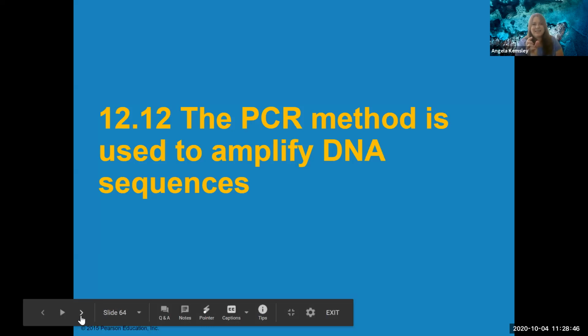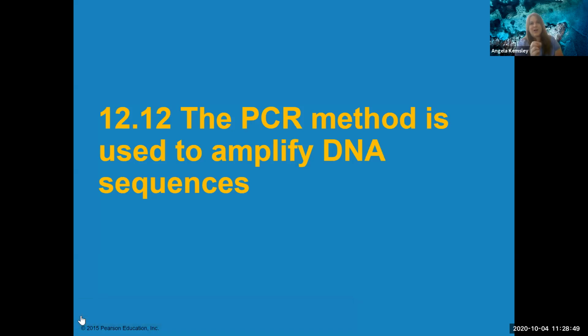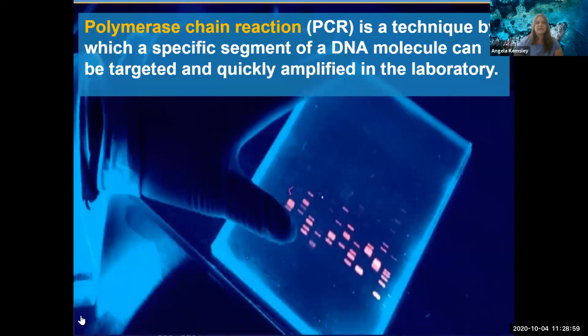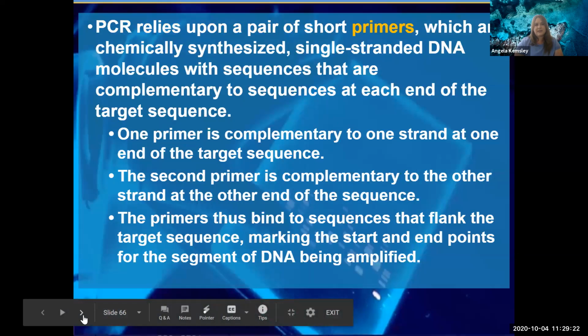Now we talk about amplifying DNA, that quite often when you find a little drop of blood at a crime scene, it's not actually enough for us to profile. And so we have to amplify it. And we do that through a method called PCR, or polymerase chain reaction, which is basically just copying that small amount. It's a technique by which a specific segment of DNA can be targeted and then quickly amplified in the laboratory. So we want that little piece, but it's not big enough for us to actually profile. So we're going to take that little piece, we're going to use PCR to amplify it to make a bigger sample in the laboratory. So then we can actually analyze it.